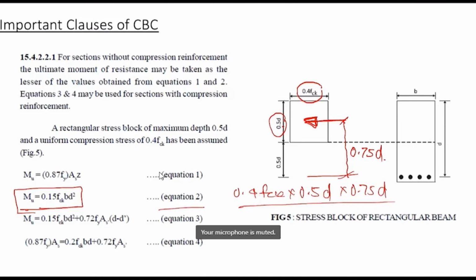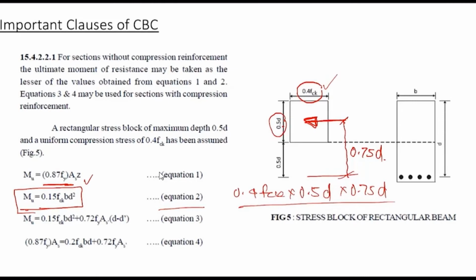So we are not calculating the depth of neutral axis. We are assuming the depth of neutral axis equal to 0.5 D, or the average stress equal to 0.4 FCK. So the bending moment will also be equal to 0.87 Fy, the stress in steel, into AS, and Z is the lever arm. The value of Z is also given in our code.